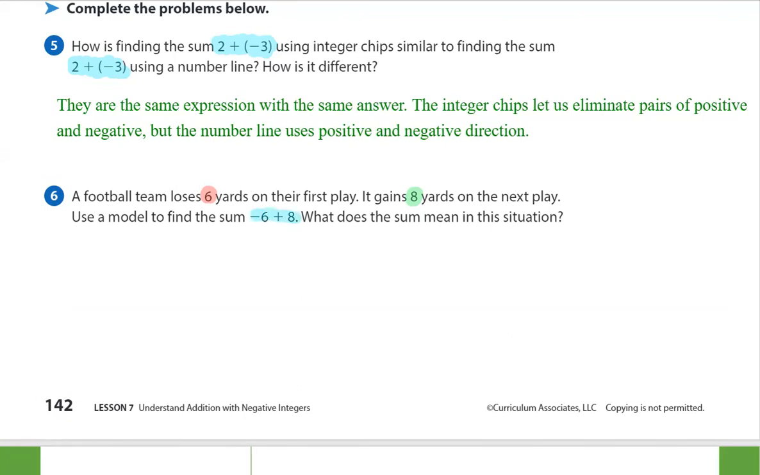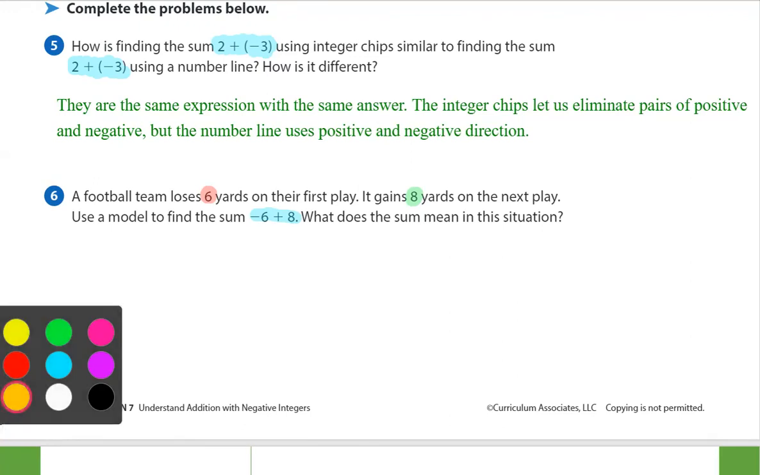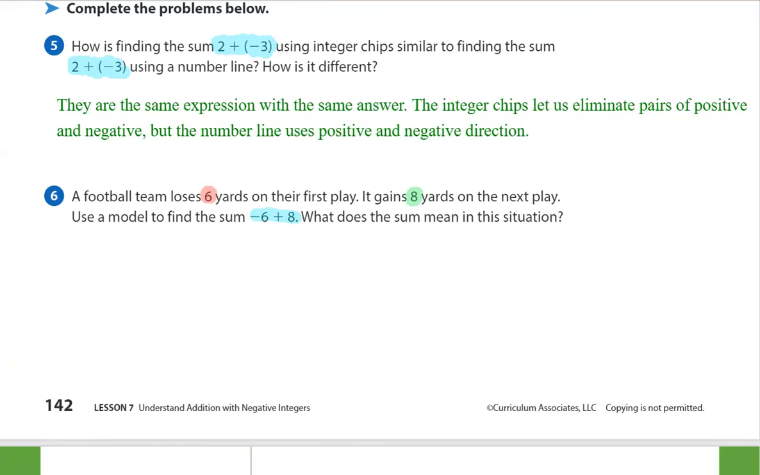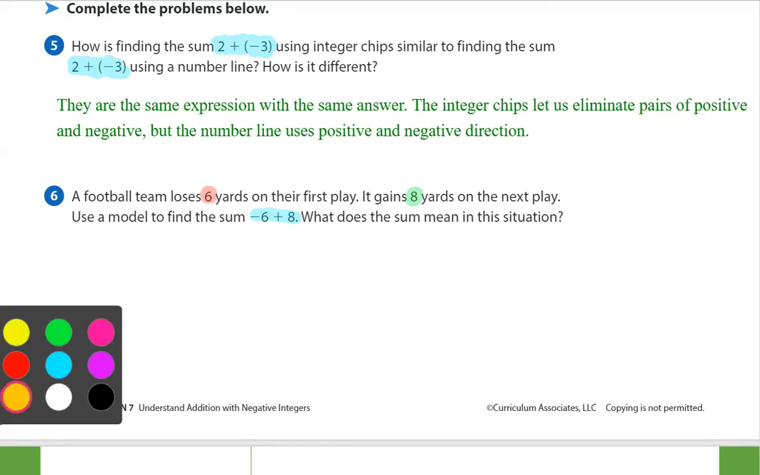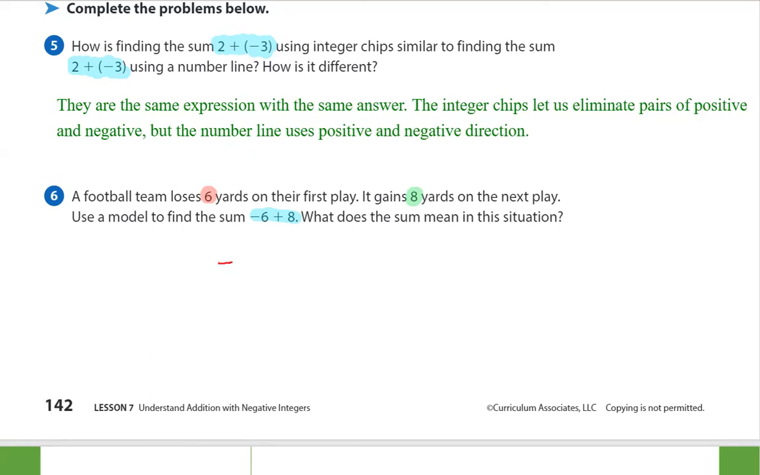My personal choice, I like to do the integer chips, but you don't probably have chips, so I'm just going to put 6 negatives. 1, 2, 3, 4, 5, 6. You don't have to draw the circles if you don't want to, but you can. And 8 positives. You can probably already see where this is going, huh?